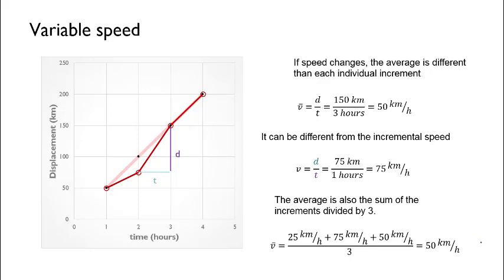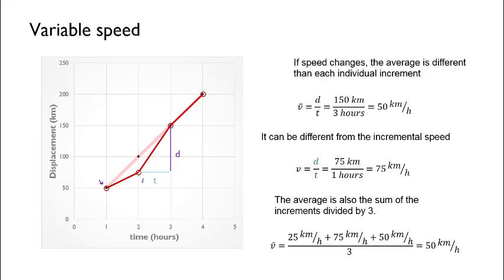Now I want to consider what happens if speed changes during part of our observations. I've got a slightly different graph here to look at this, and we'll note the changes from the previous graph. So let's go to our observations. Our observation at 1 hour is still the same. It's 50 kilometers.